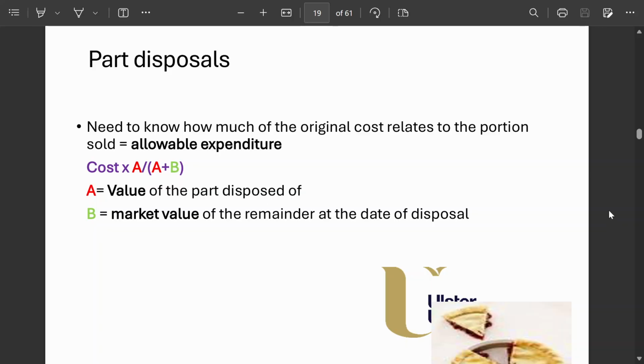So when you have a part disposal, how are you going to find out the cost? You will know the gross disposal proceeds and the net disposal proceeds. That information will be given to you. But the question is, how do you figure out the acquisition cost? Because you didn't sell the whole property, you sold only part of it.